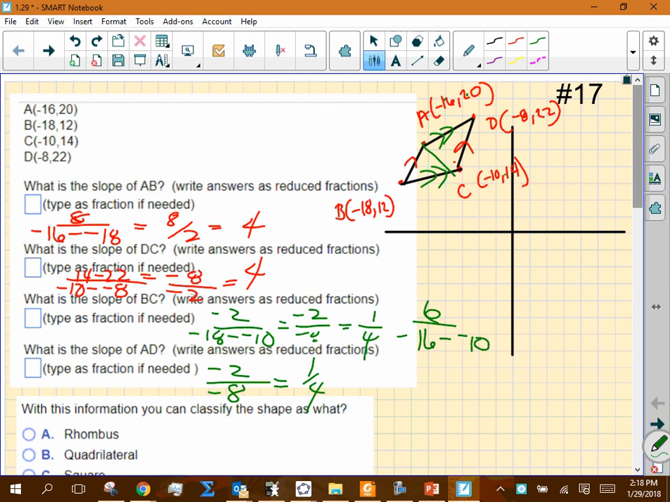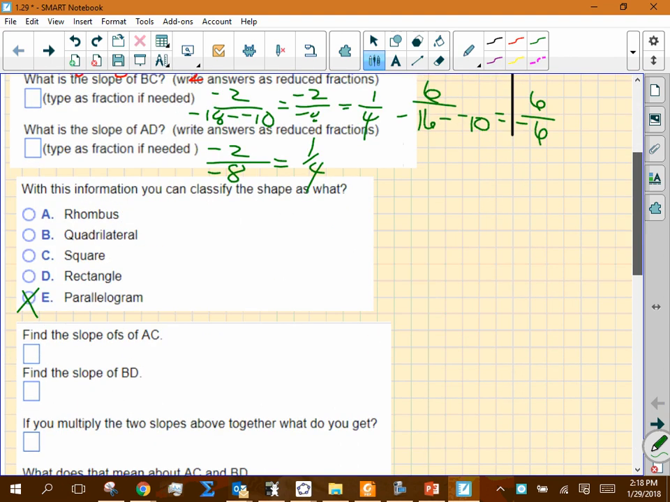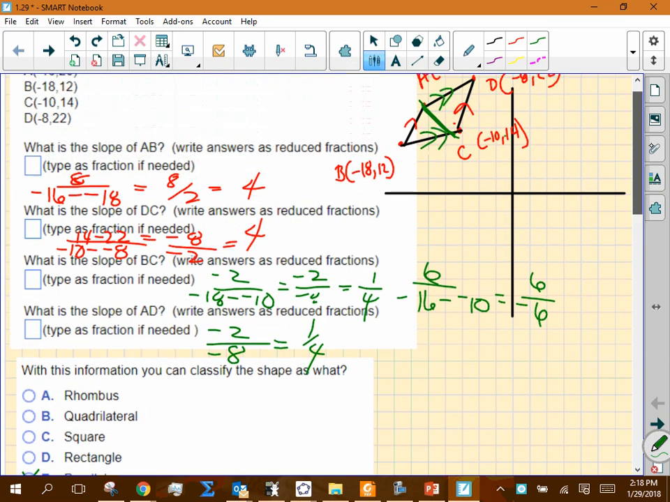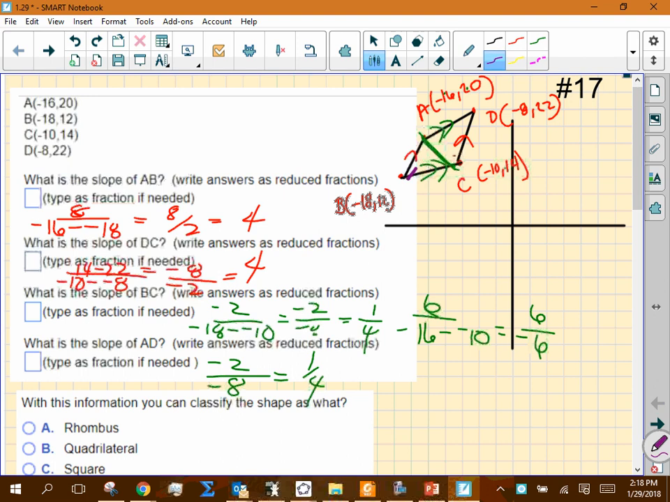Yeah. What's that give me? Negative 16 minus negative 10 is negative 6. Okay. So what's the slope then of that line right there? Negative 1. So AC slope is negative 1. Now I want BD slope. So BD slope is going to be found by those 2 points, right?